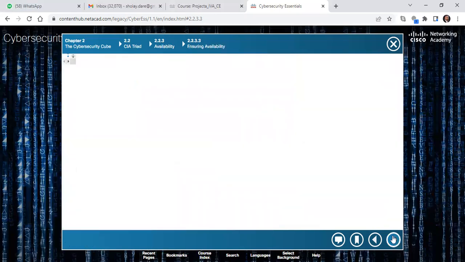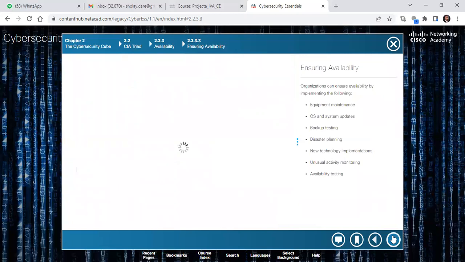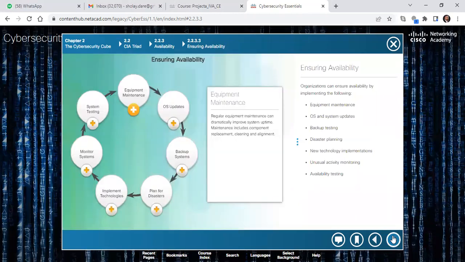So how do you ensure availability? This is very important as a cybersecurity professional. I think there are about 7 steps to achieve this. Organizations can ensure availability by implementing the following.